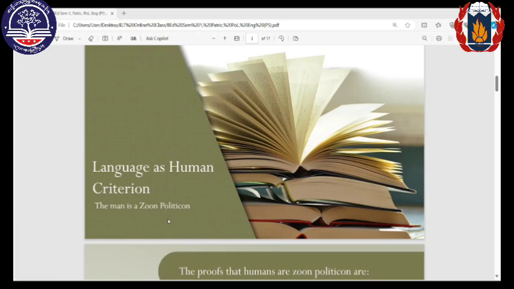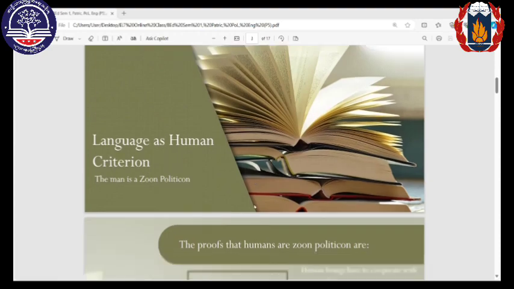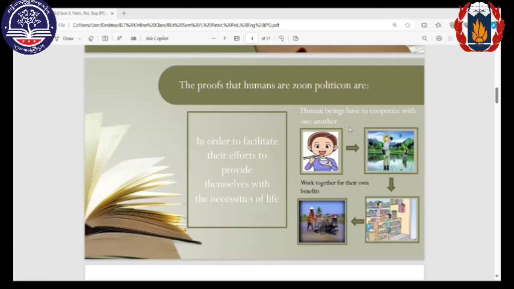But the man is a zoon politikon. Language as human criteria. Next one. A zoon politikon.